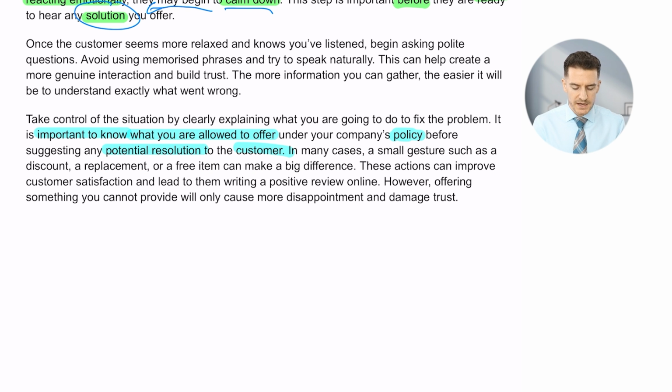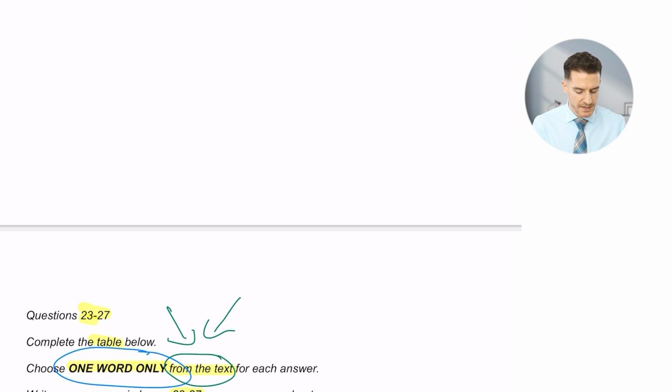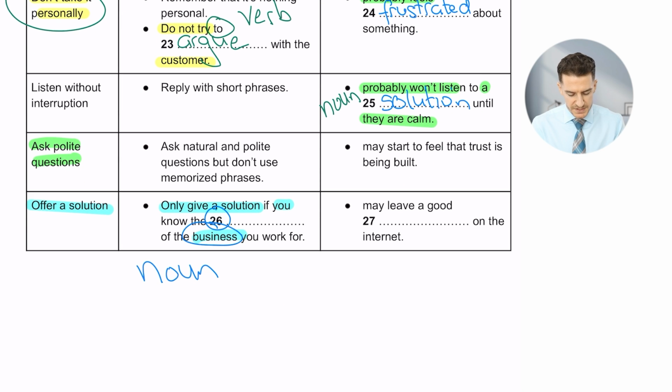So have a look here. What do we need to know before we can offer a solution? Well, we need to know the company's policy. We need to know the business's policy. And that was what it says. It said business. So we can put the word policy in there and just check it fits grammatically and makes sense. Only give a solution if you know the policy of the business you work for. Correct? That looks good and it makes sense.